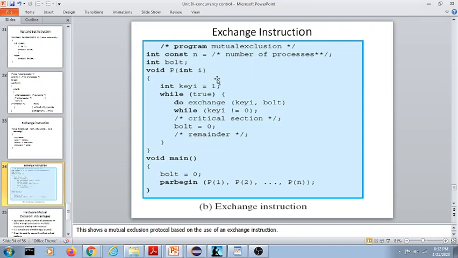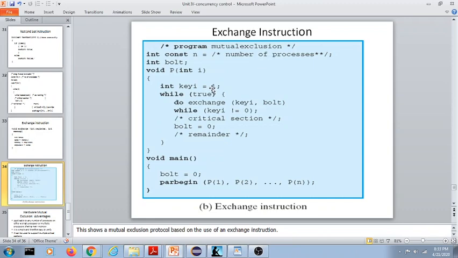Whenever any process starts the execution, it gets executed by using this particular function in which there is some integer i. Suppose the P2 process is getting executed, so that i value will be equal to 2. There is a variable called key i with that process. So when the second process is getting executed, key 2 will become 1. This is a kind of flag which tells your process that this particular key 2 value is 1.